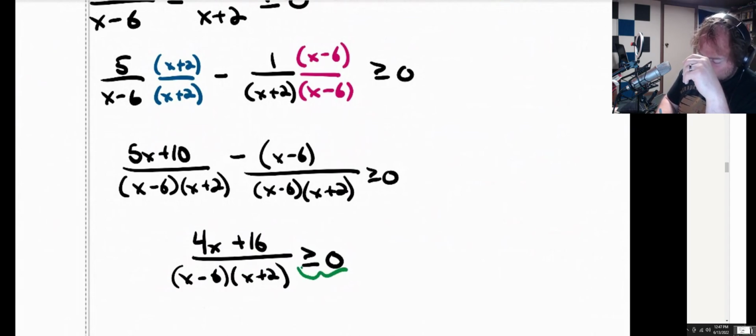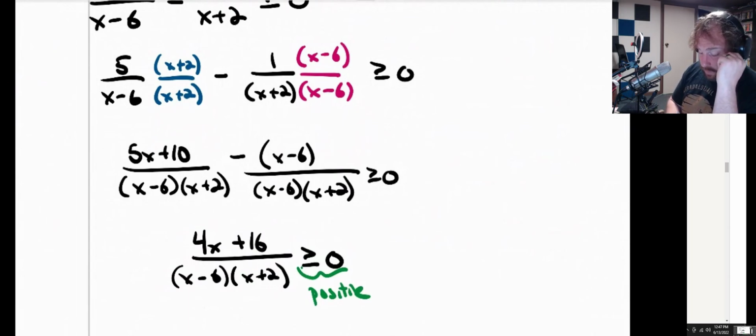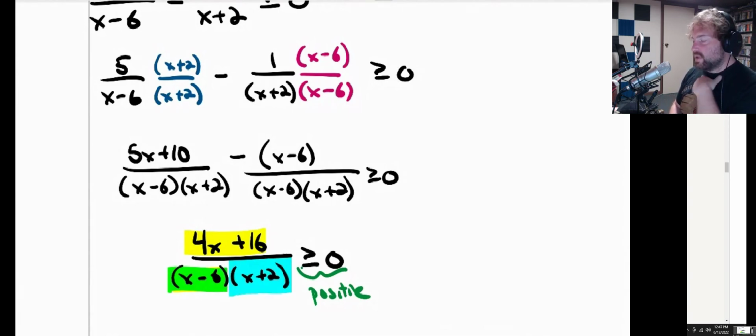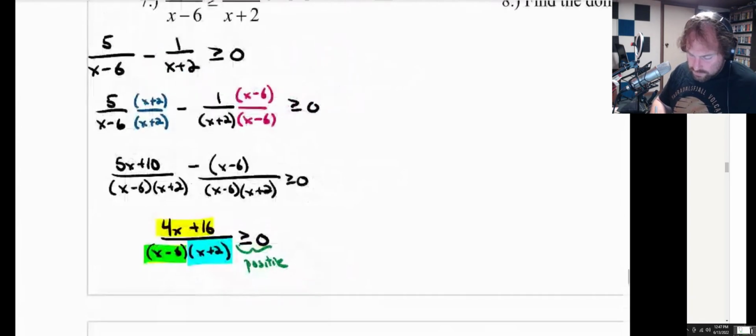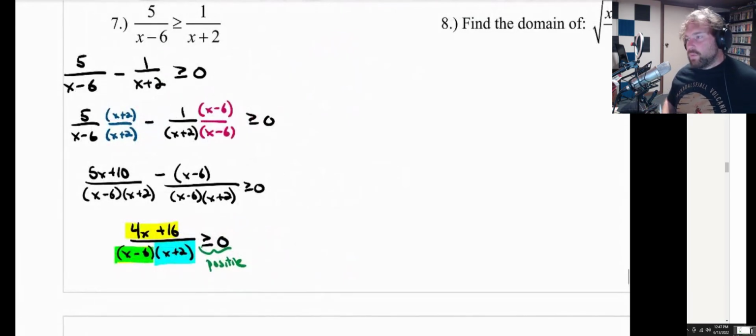So we really need to think about all of the pieces going on in this. There are three main players. There's 4x plus 16. There's x minus 6. And then there's x plus 2. There are three main players. This is a very common thing we do in calculus, but it'll be brand new to you right now in this video. What we're going to do is make what's called a sign chart.